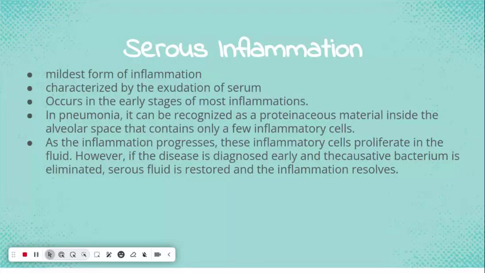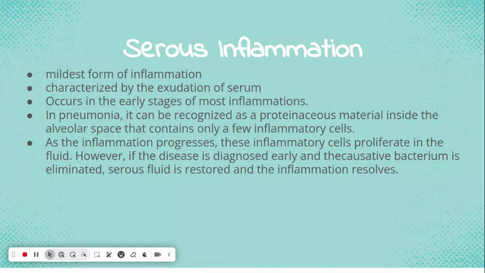Alright, so we are going to continue talking about serous inflammation. Last time we spoke, we talked about serous inflammation being the mildest form of inflammation, characterized by the exudate of serum. And serum is just the protein-filled, antibody-filled stuff in the blood, so it's the plasma mostly. This occurs in the early stages of most inflammation.